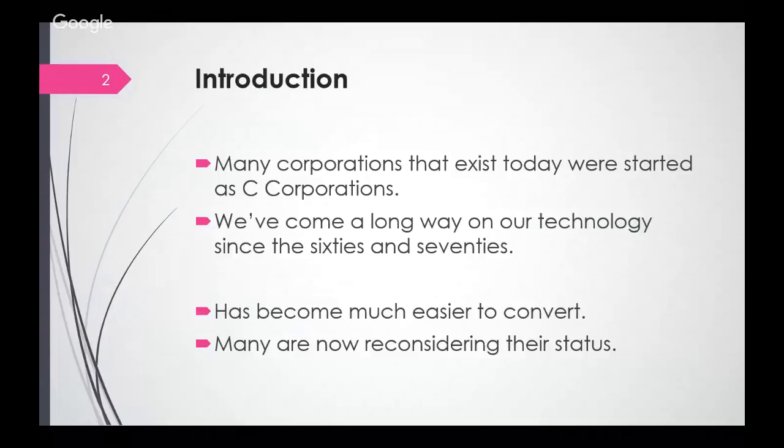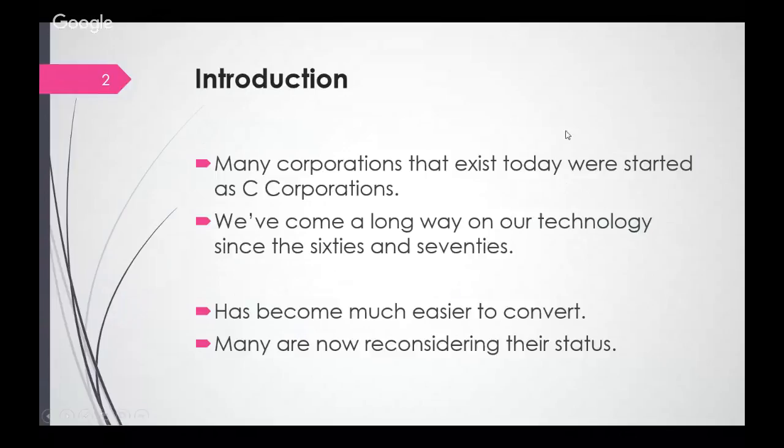So a C corporation, that's the quintessential double taxation that we always hear, that the company is taxed on its income, and if the owners draw any money out, they are taxed again on that draw, whether it's salary, whether it's a dividend, whatever it may be. They're taxed twice at the C corporation level. And we've come a long way on our technology with corporations since the 60s and 70s. It's now much easier to convert the status of those C corporations to other types of companies.